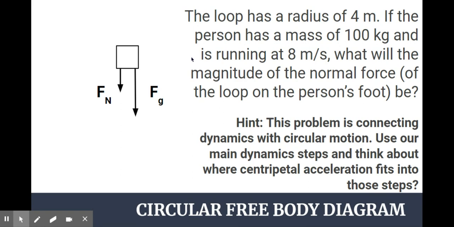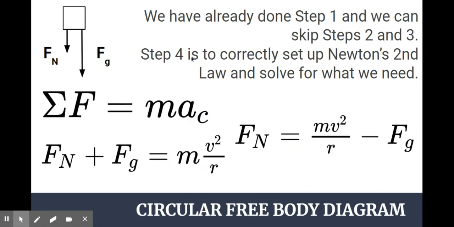All right. So we've already done step 1. We've got a force diagram. Since everything is in a single direction, we can skip steps 2 and 3. We're going to jump straight to step 4 here. So here is Newton's second law. Notice we're using a centripetal acceleration because when he is at the top of the loop, his acceleration is going to be straight down, and that's towards the center. Therefore, his acceleration is centripetal.